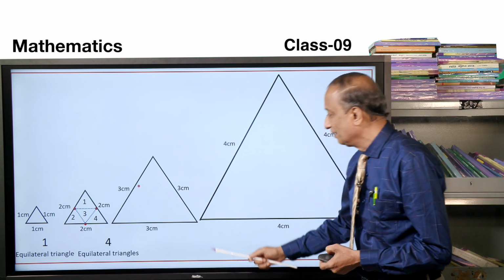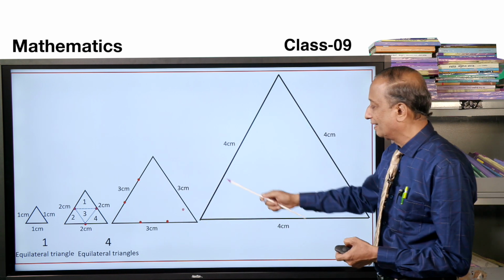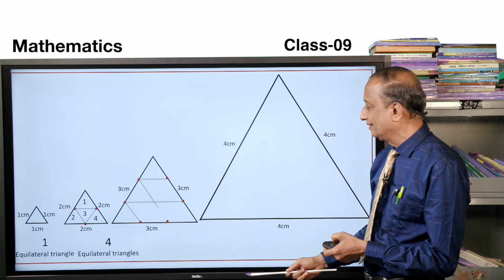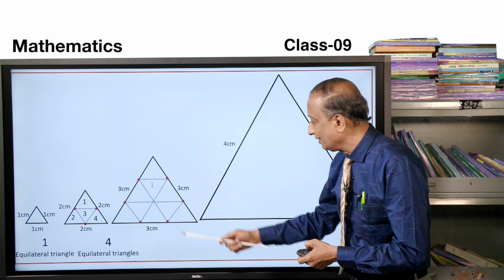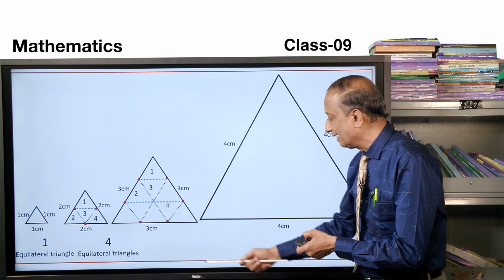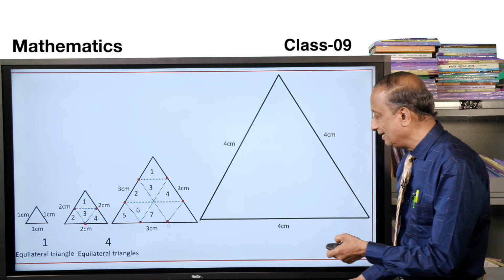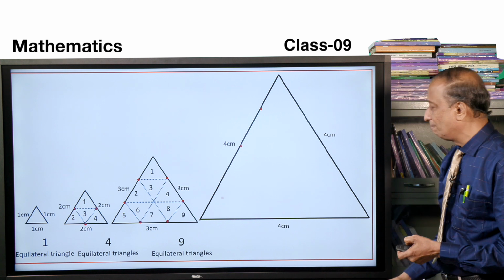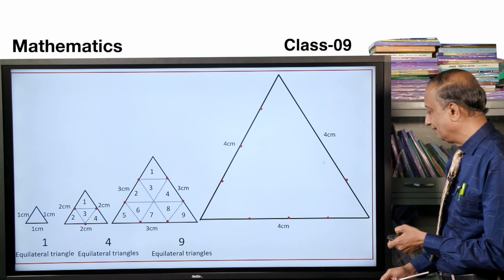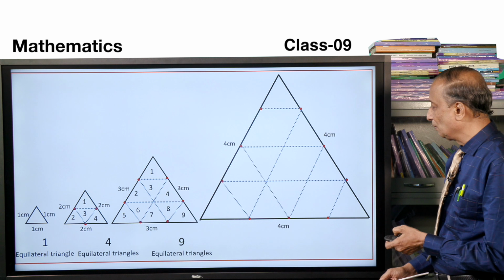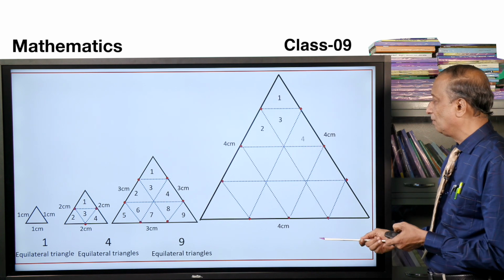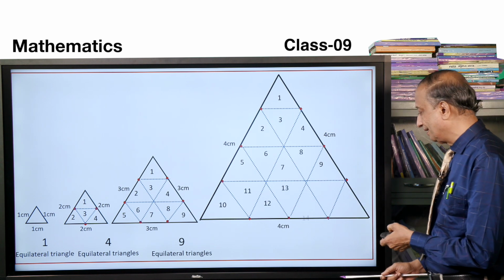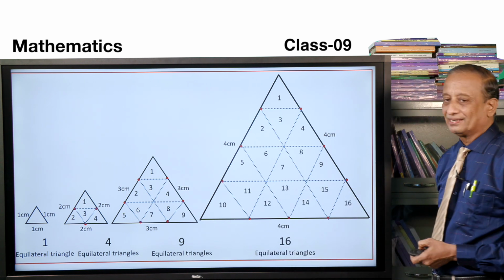In this figure, if you want to find the number of equilateral triangles, divide each side into 3 equal parts and join them in order like this. Now you got equilateral triangles. Count, and you will see that there are exactly 9 equilateral triangles. In this one, make it into 4 equal parts like this, and join them in order. Now you will see that equilateral triangles of exactly 1 centimeter each are formed. If we count, 16 equilateral triangles are there.